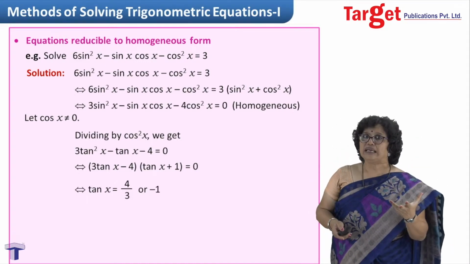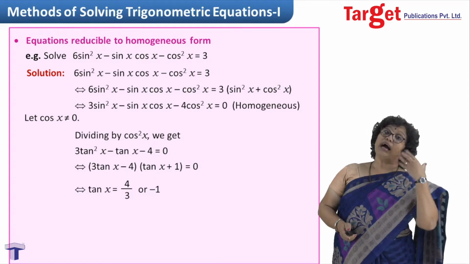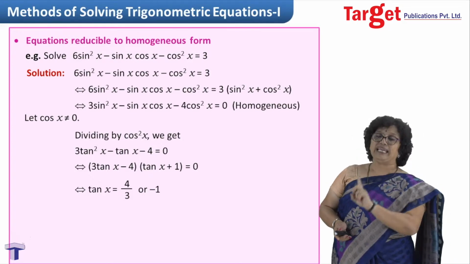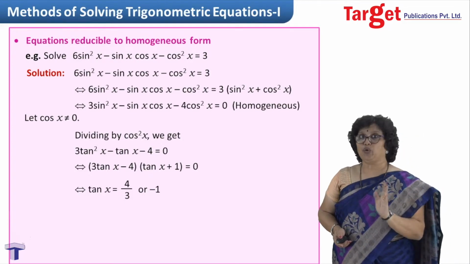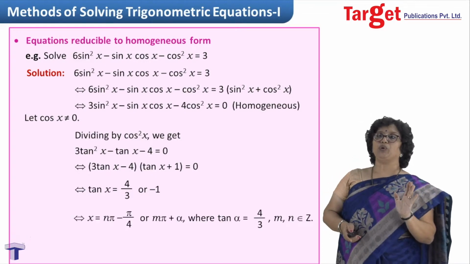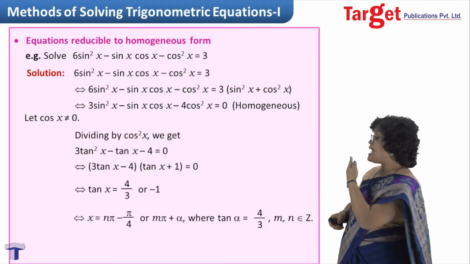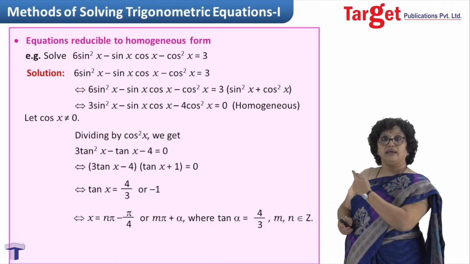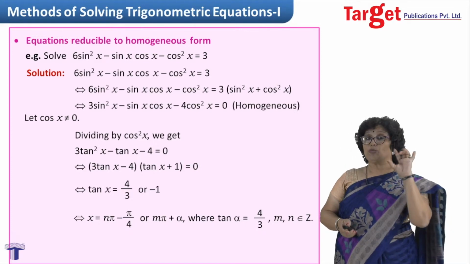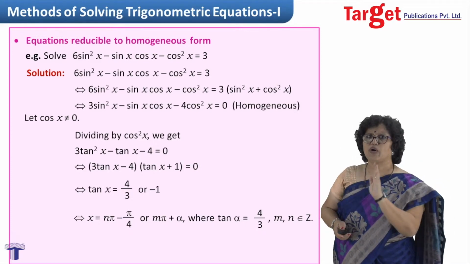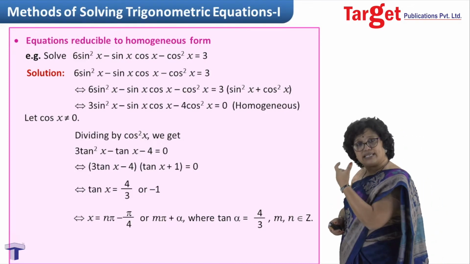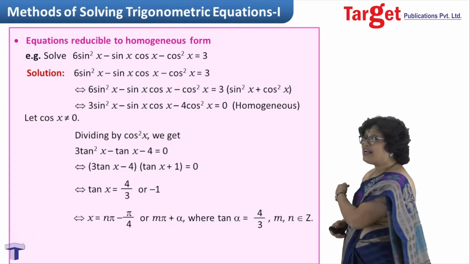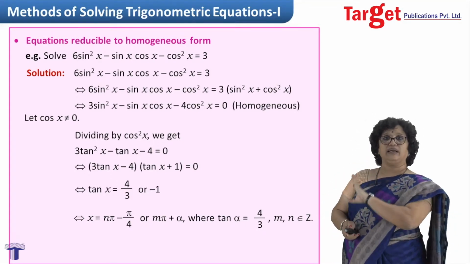Now, 4 by 3 is not a standard value. So, I would take help of the formula for tan x equal to tan alpha. But for minus 1, the angle would be known to you. But for 4 by 3, the angle will not be known to you. So, I write 2 possibilities. One is n pi minus pi by 4. Why am I writing minus pi by 4 there? Because of minus 1. Tan of minus pi by 4 is minus 1. So, my alpha is minus pi by 4. I had taken help of the formula. And the second possibility I have written as m pi plus alpha, where tan alpha is 4 by 3. I mean, this is another method of writing the solution.